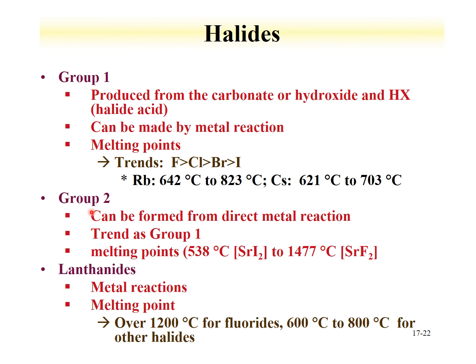Group 2 trends are very similar to the group 1s, and a range of melting points are shown here, from strontium diiodide at around 500 to strontium difluoride at close to 1500, so about 1,000 degrees difference between those halide species. Again, for the lanthanides, the fluorides tend to be over 1200 degrees C for the melting point, and 600 to 800 degrees for the other halides. So we see this trend in halide behavior continue.